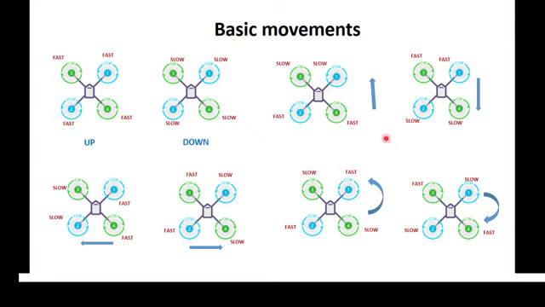The basic movements of the drone are implemented by controlling the speed of the different motors. For instance, if we want the drone to take off, then all the different motors must rotate fast at the same speed. If we want to go forward, then the back motors must rotate faster. If we want to rotate left, then motors 1 and 2 must rotate faster.